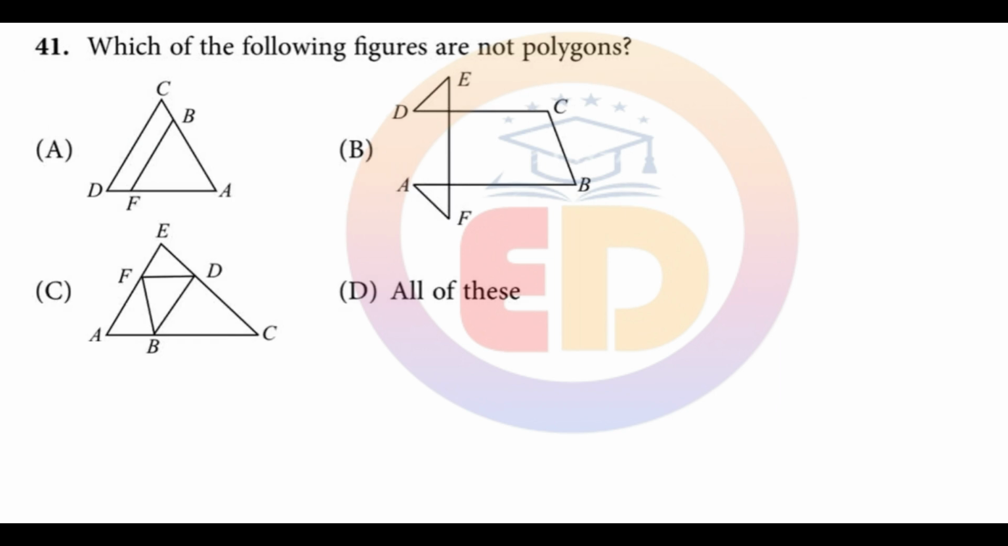Next question, which of the following figures are not polygons? Polygons, we know, are simple closed figures completely made up of line segments and they do not cross each other. Look at option number A. The line segments AC and AD are interrupted by point F and point B, so it's not a polygon. Option number B is not simple because the shape crosses itself, so this is also not a polygon. The third one is also not a polygon. Answer is all of these. None of them are polygons. Answer is option D.